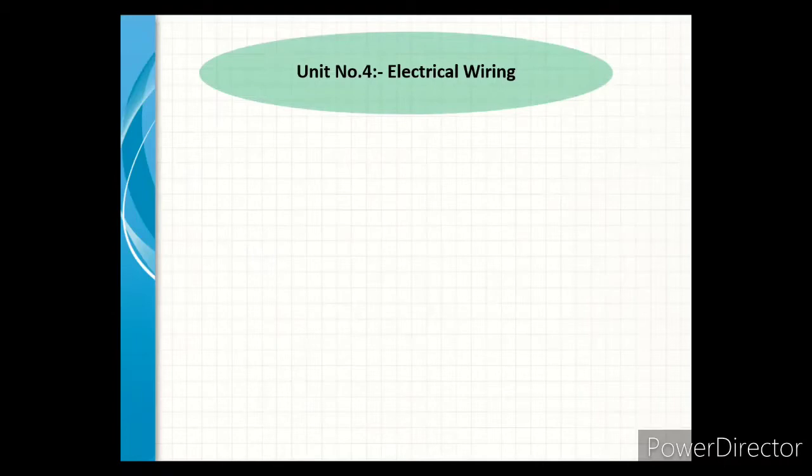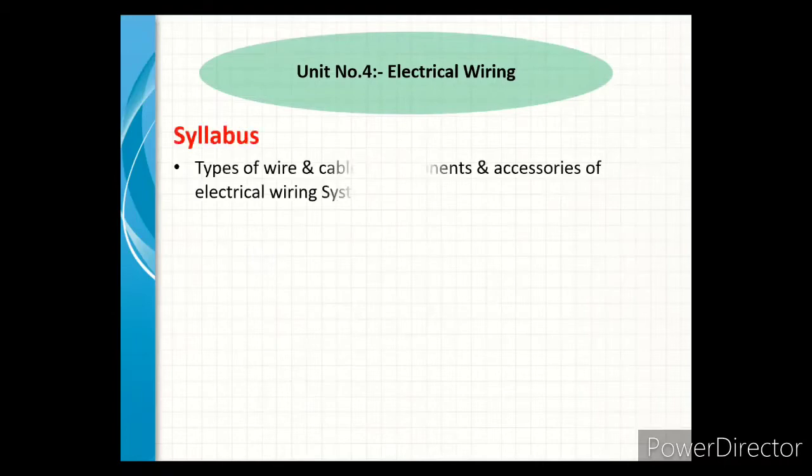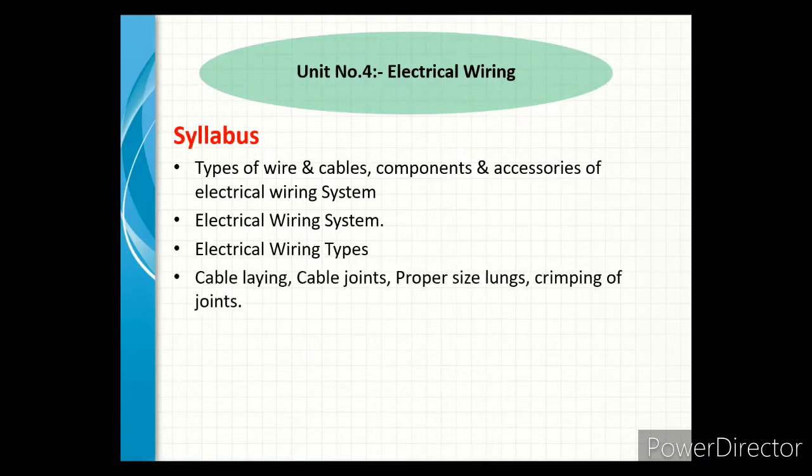And today's topic is electrical wiring. First of all, we see the syllabus of this topic, which includes the types of wire and the types of cable. Next, we also study different components and accessories of electrical wiring system. Next topic is electrical wiring system, and next is electrical wiring types. Next topic in the syllabus is cable laying, cable joint, proper size lugs, crimping of joint.